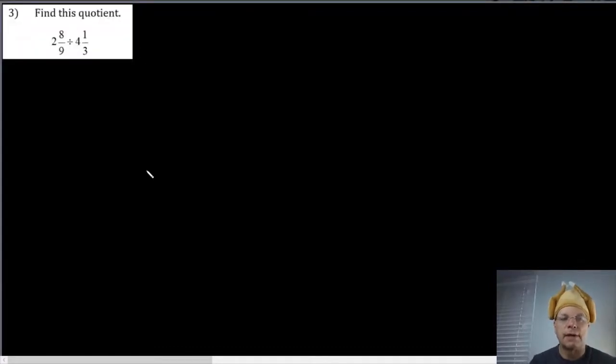Problem 3, we're finding the quotient. We're dividing mixed numbers. So we need to convert these mixed numbers to improper fractions first. 9 times 2 is 18, plus 8 is 26, so I have 26 ninths divided by 3 times 4 is 12, plus 1 is 13 thirds.